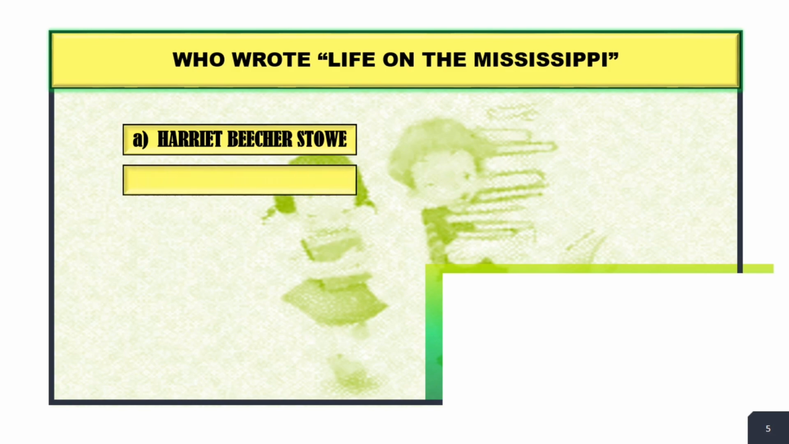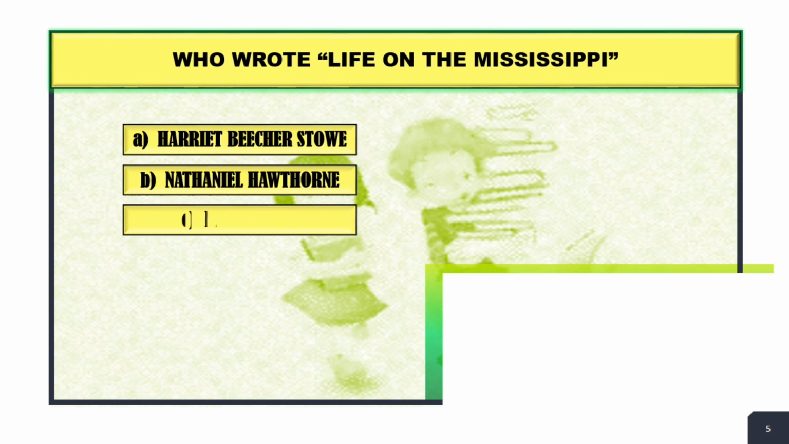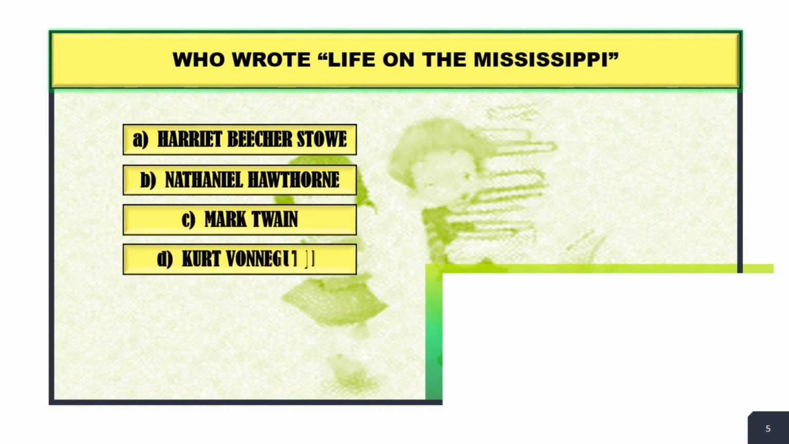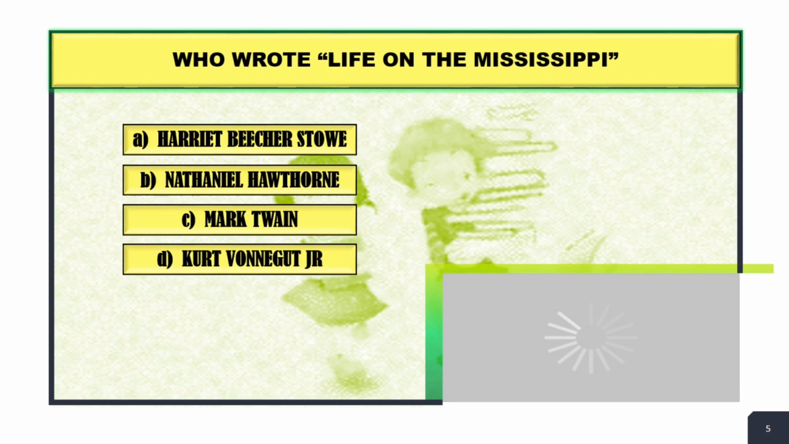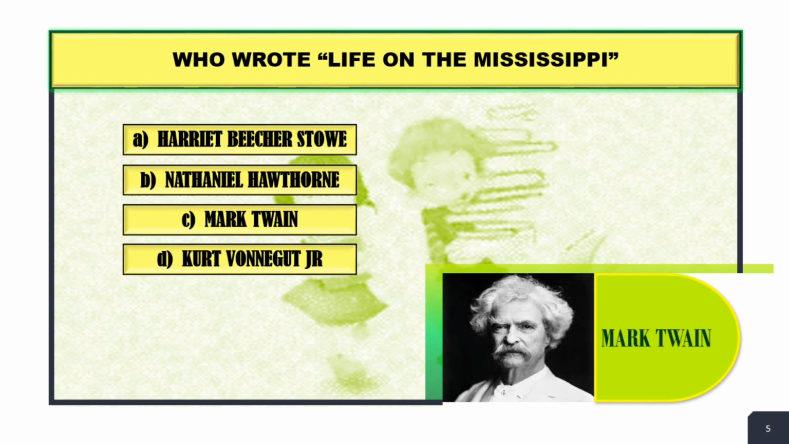Number 5. Who wrote Life on the Mississippi? A. Harriet Beecher Stowe. B. Nathaniel Hawthorne. C. Mark Twain. D. Kurt Vonnegut Jr. And the answer, Mark Twain.